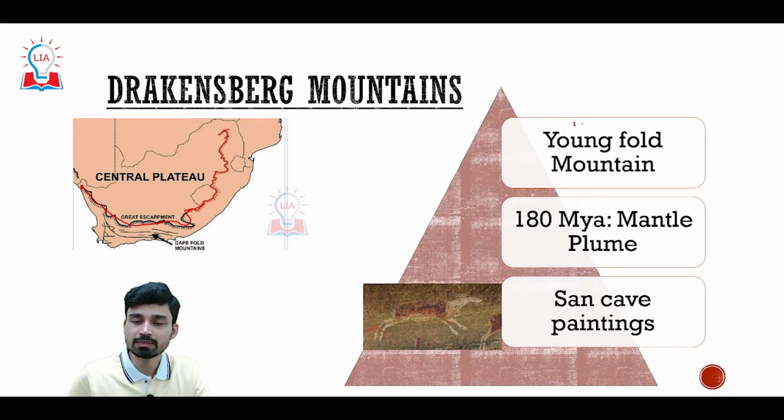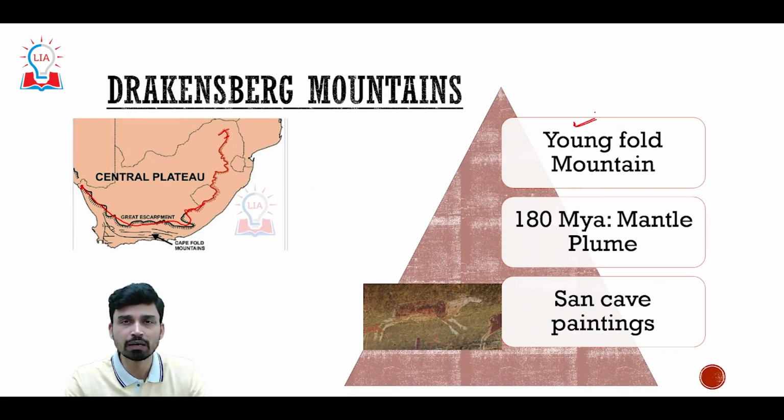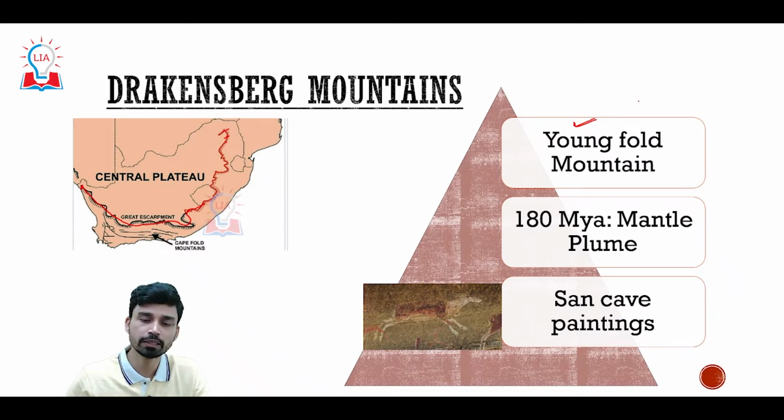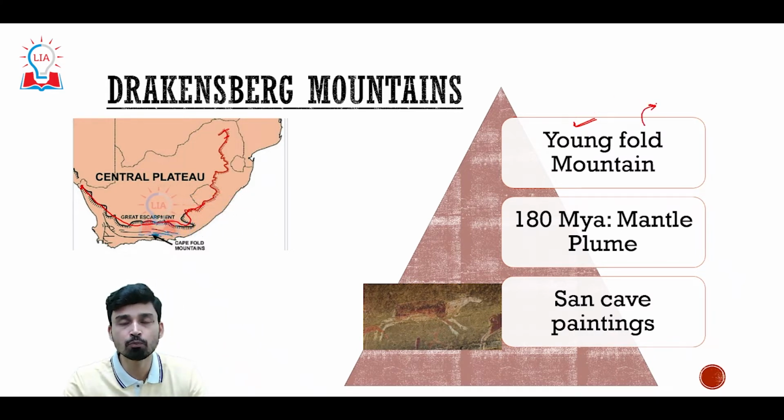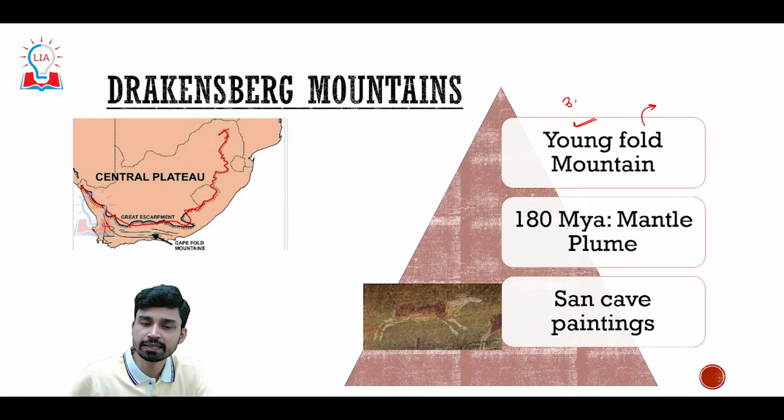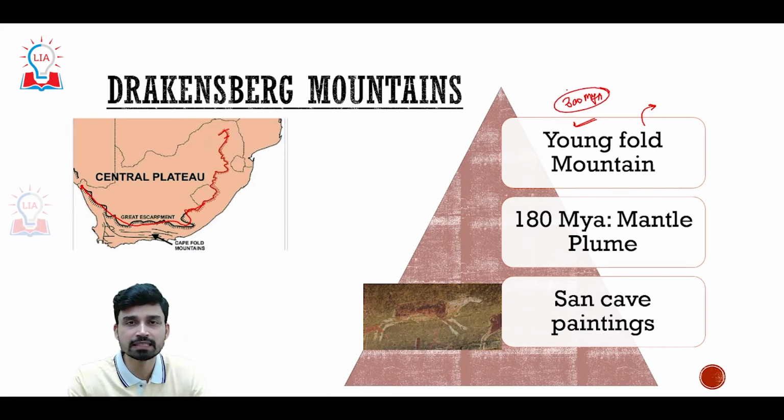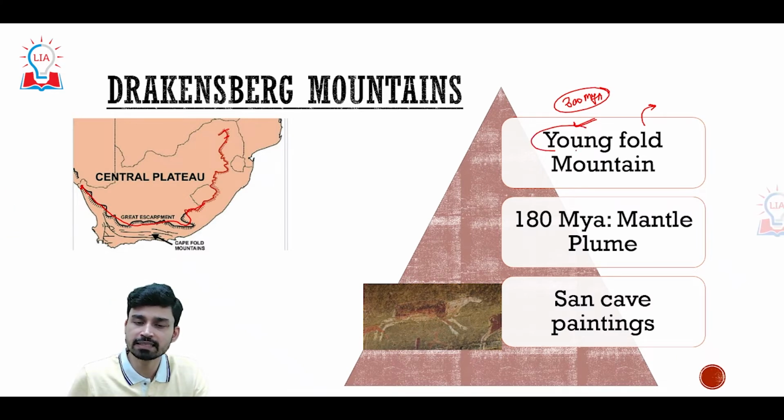The DRAKENSBERG mountain is a type of young fold mountain. A young fold mountain is a mountain that has formed due to upheaval, upliftment or upward movement of sediment due to compressional forces, and young means it has developed in the last 300 million years. All the mountains that have developed in the last 250 to 300 million years are categorized as young mountains.